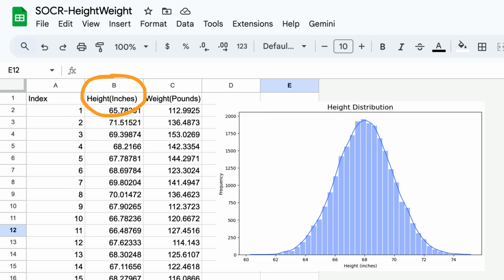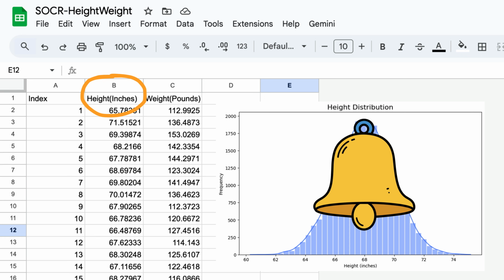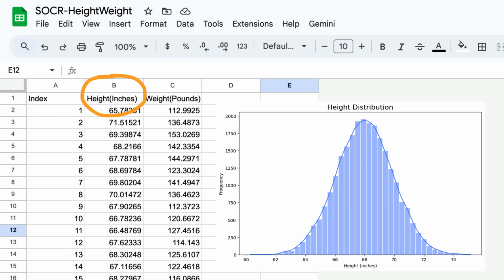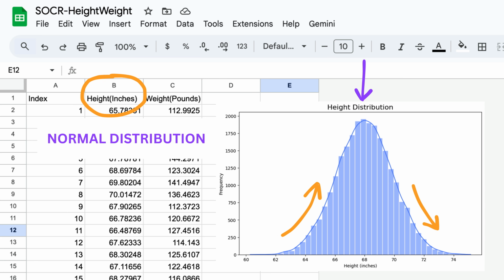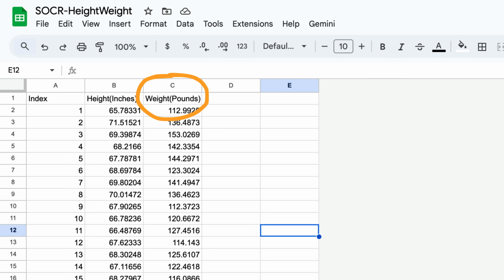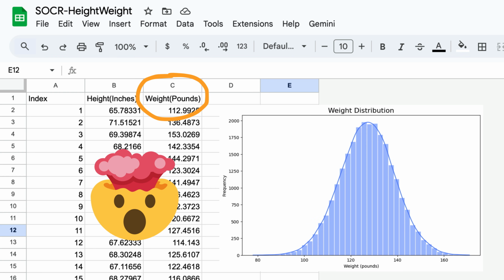This forms a smooth bell curve pattern because it looks like a bell, right? This type of pattern or curve that is formed, which rises gently, peaks in the middle, and then falls symmetrically on both sides, is what we call a normal distribution. Now let us try the same for weights and see what happens. Oh my God, we get the same pattern of normal distribution.